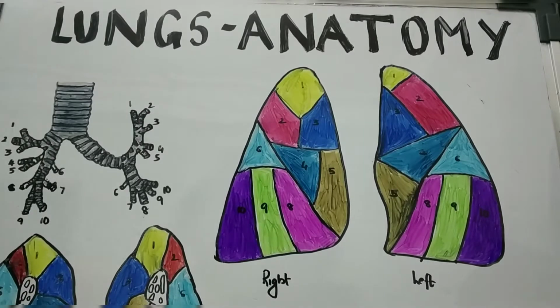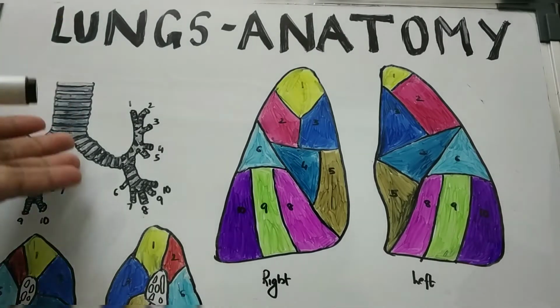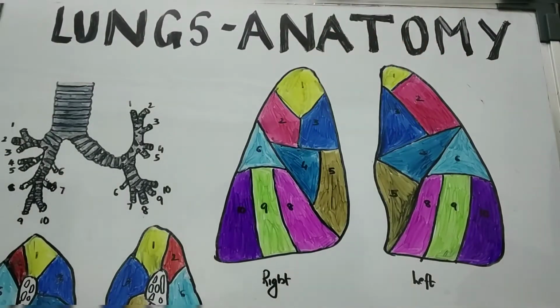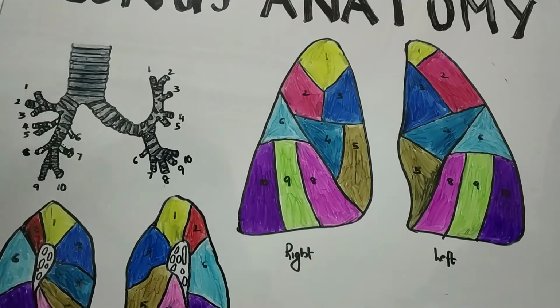Hello everyone. In this video we will continue the anatomy of lungs. In the previous classes we have already discussed the lobes and also features of the lungs. So now we will discuss the bronchial tree and also the bronchopulmonary segments. First we will discuss the bronchial tree.